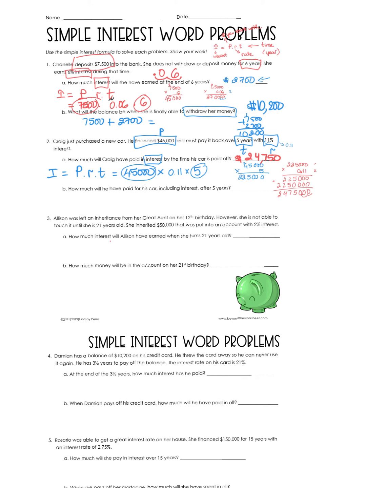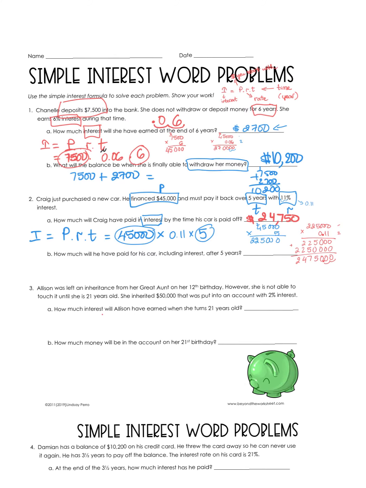How much will he have to pay for his car, including the interest, after 5 years? So he has to pay for the car and also pay the interest. So we're gonna add the finance money and the interest. So what he has to pay at the end is $69,750.